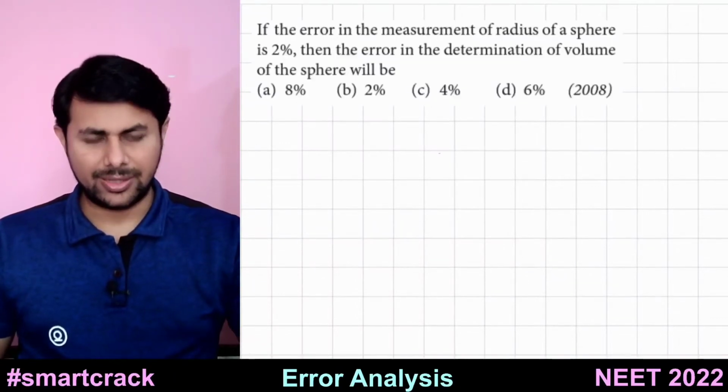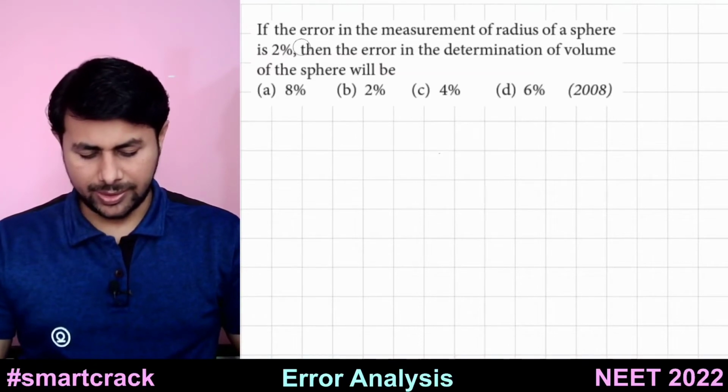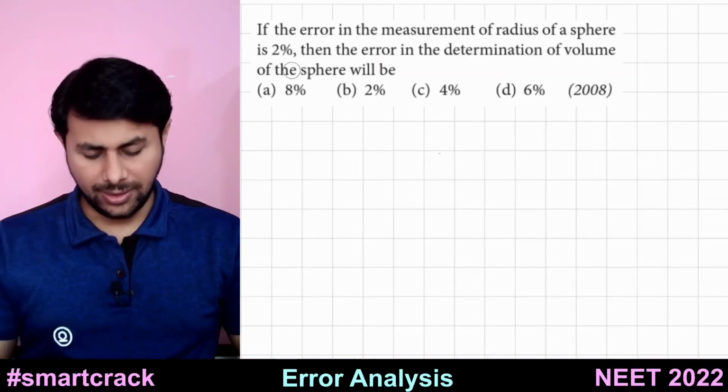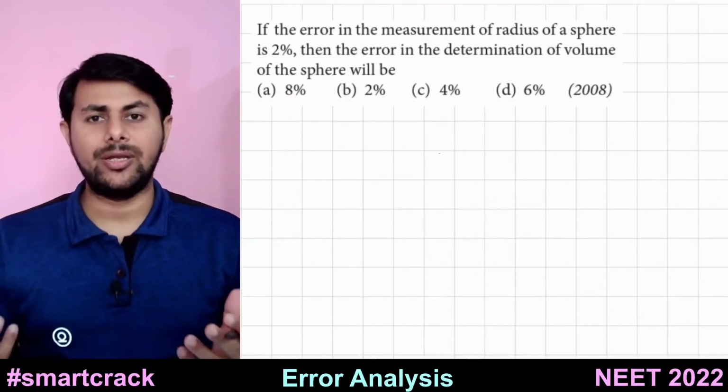So let's try to solve some problems. The first problem is, if the error in the measurement of the radius of a sphere is 2%, then the error in the determination of the volume of the sphere will be how much?